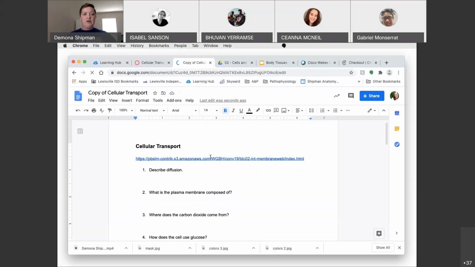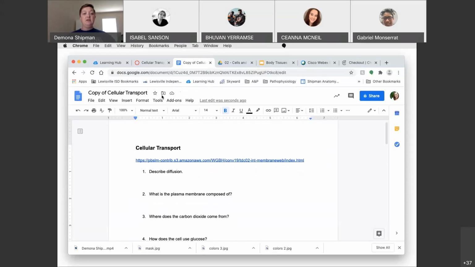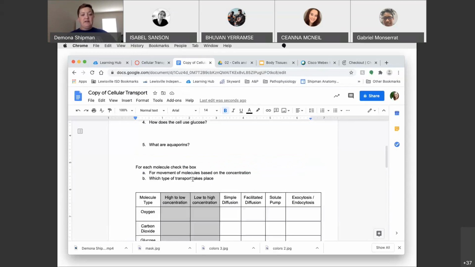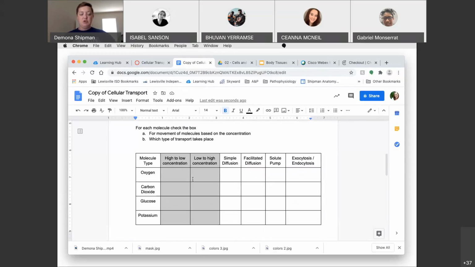And remember right here at the top to put it in your anatomy folder that's shared with me. And then answer the questions, but down here, you're just going to put a check box to all that apply. So for oxygen, is it moving from high to low or low to high? And then is it simple, facilitated, a solute pump, or exocytosis, right? So you'll just put a checkbox in one of these and a check mark in one of these.